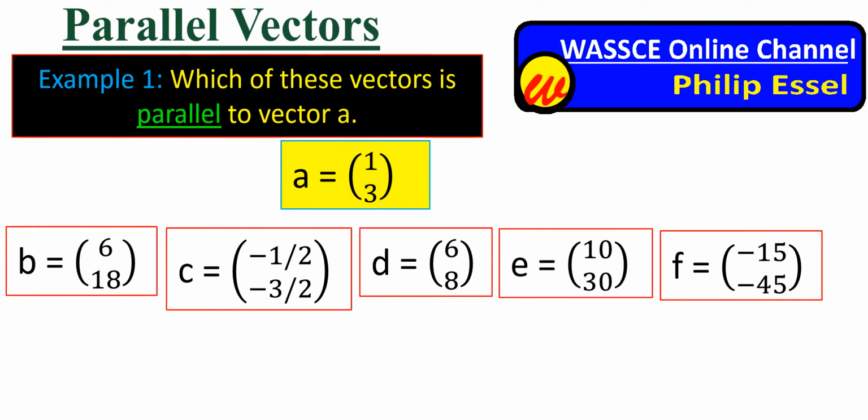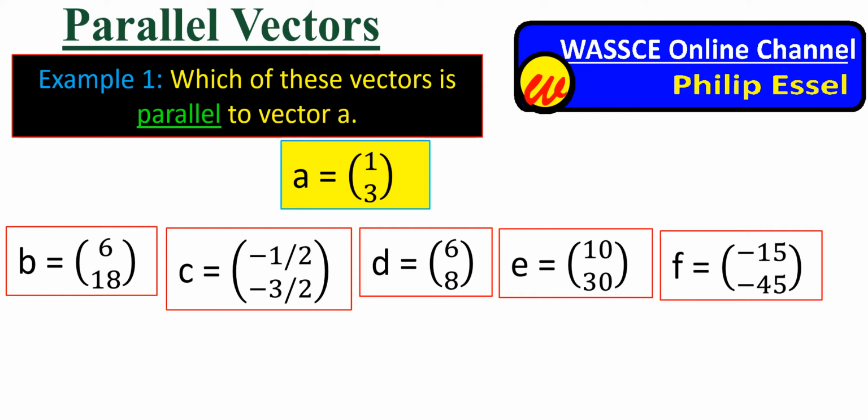Example 1. Which of these vectors is parallel to vector A? So in this question, we have been given the vector A equals 1, 3. And we have also been given other vectors from B to F. And we are being asked which of the vectors from B to F is parallel to the vector A.